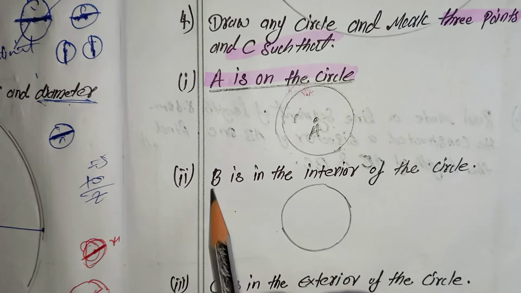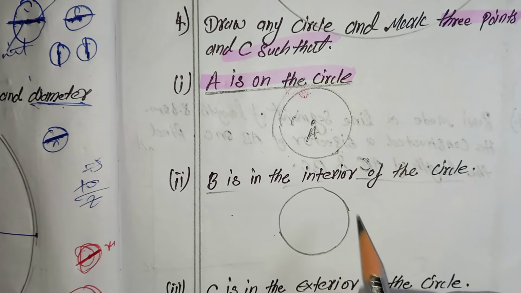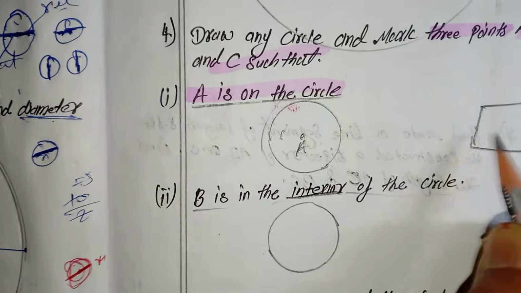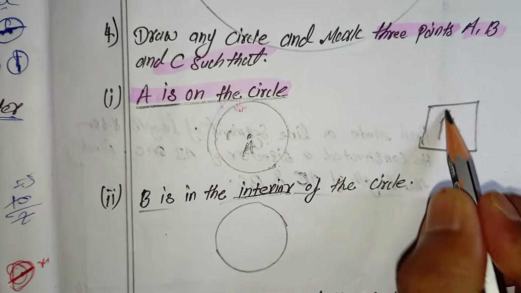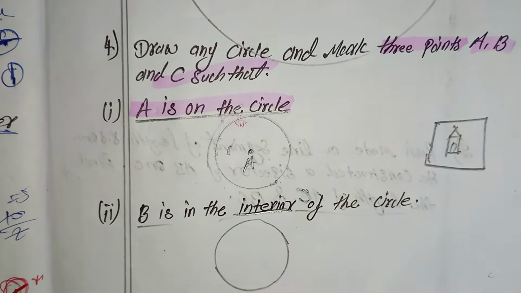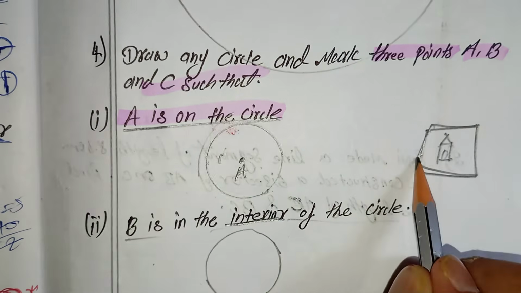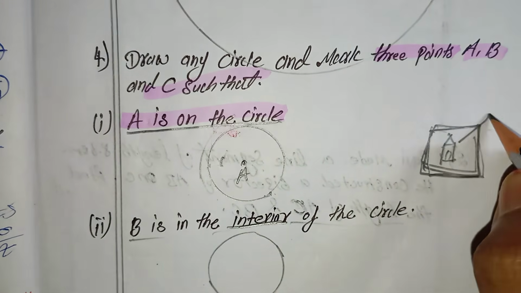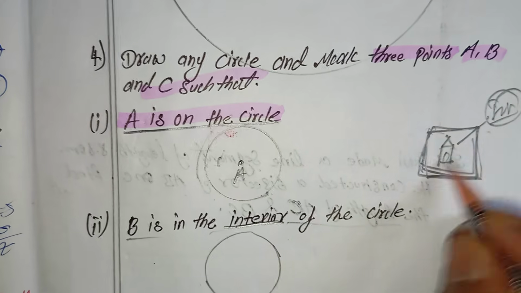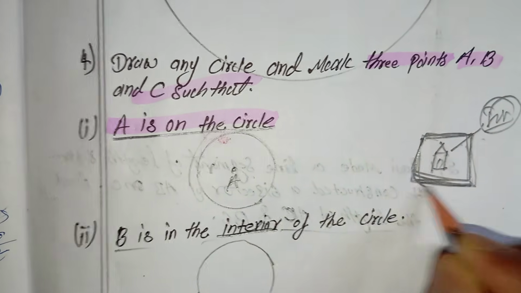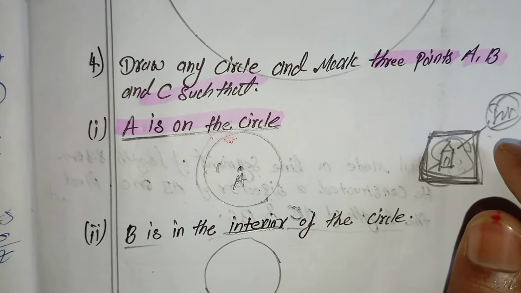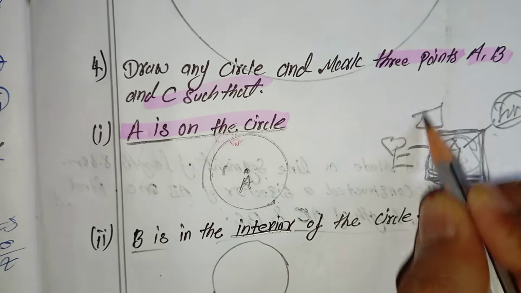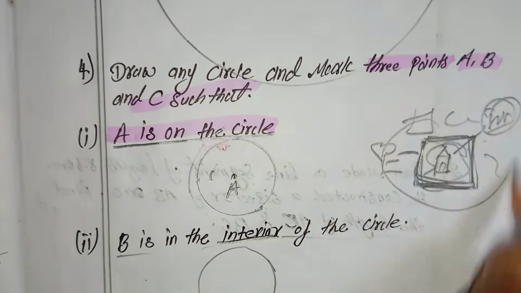So in this one it is telling B is in the interior of the circle. So what is the interior? Interior means, like, this is your house. In your surroundings there is a boundary. Whatever things are inside this boundary, that is the interior. And after this boundary, all the trees, buses, cars, whatever things are there, that is called the exterior.